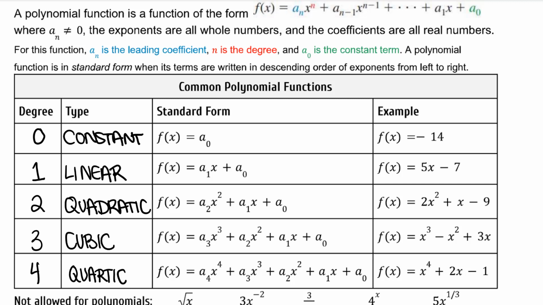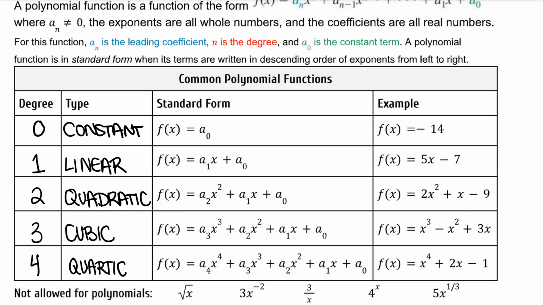Subscript is used in math as a label. Notice that the subscript number for each coefficient matches the exponent of the variable. So if you were given a quartic function and I asked for a subscript 2, I would be asking for the coefficient of the x squared term.